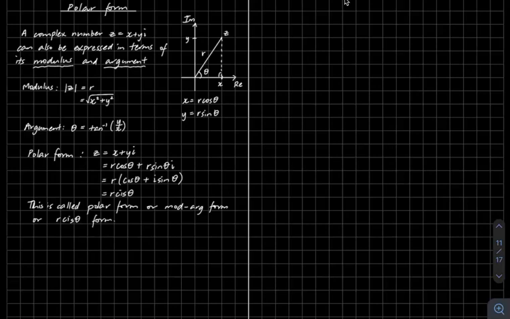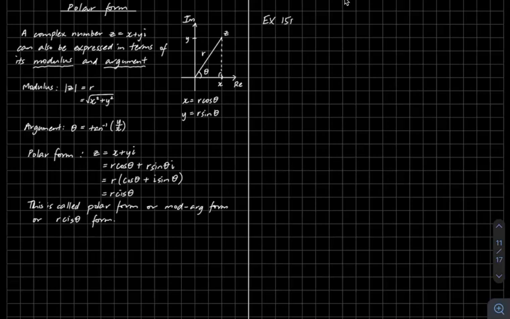So all of those, polar form, mod arg form, r cis theta form, all of those are an indication that we want to express the complex number in terms of its distance from the origin and the angle that it makes with the positive real axis. So let's consider a particular example where we could convert from one form to another.